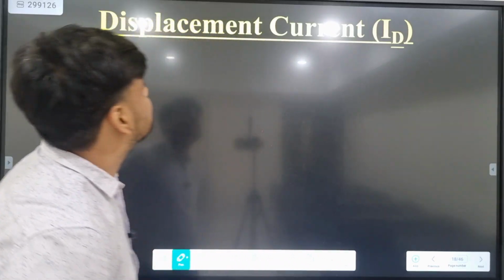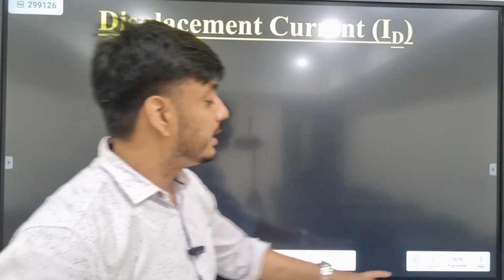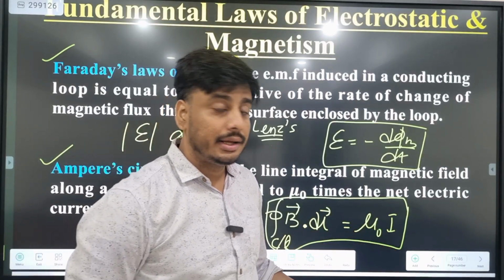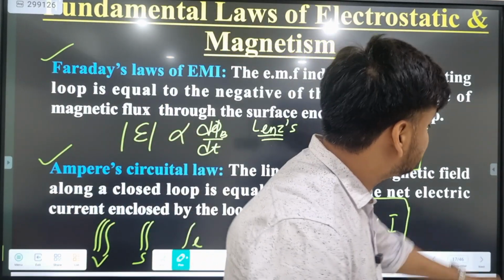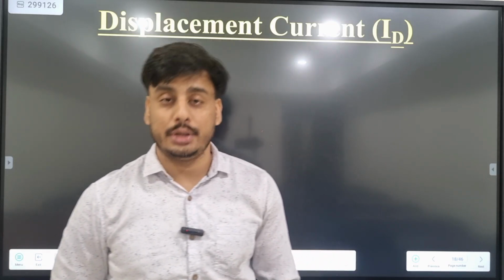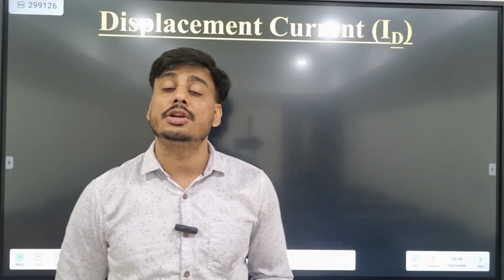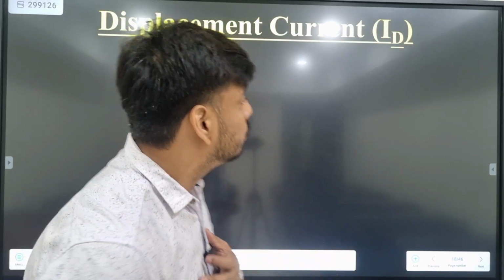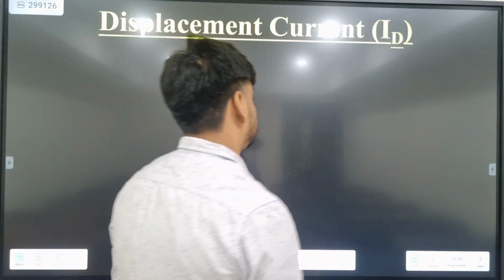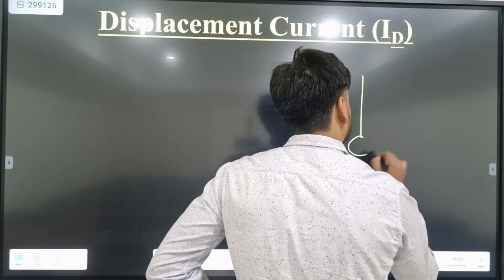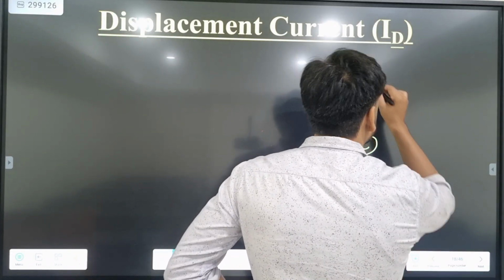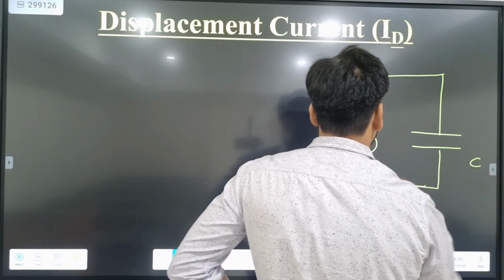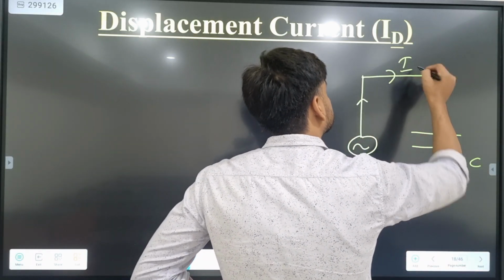Next we have displacement current. This Ampere circuital law states that the line integral of magnetic field equals mu naught I. There is some modification, and this modification was done by Maxwell. So this modified law is also called the modified Ampere circuital law, by Maxwell. So what is displacement current? We'll see now. We consider an AC source in a circuit, and a capacitor is used here. AC source means some amount of current is flowing through the circuit.